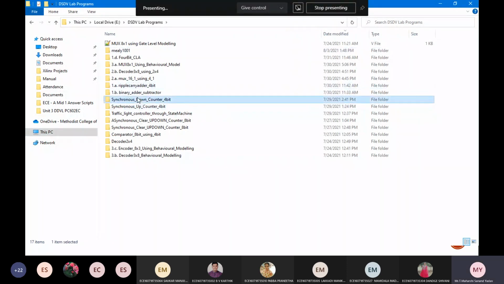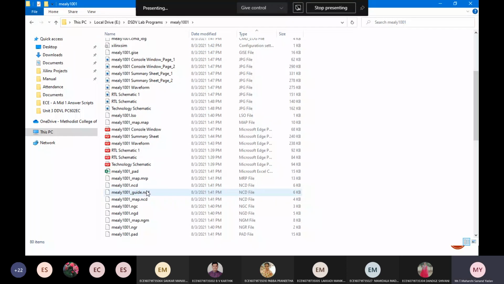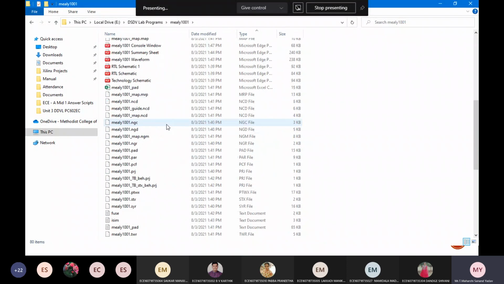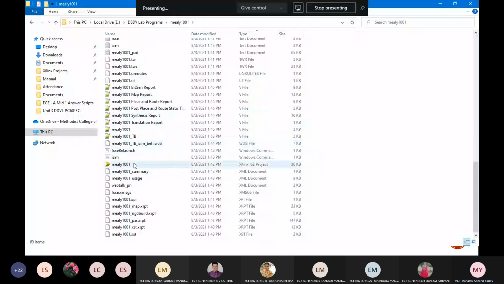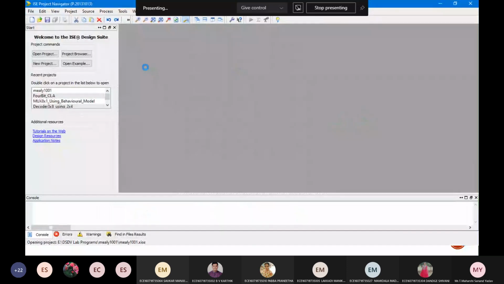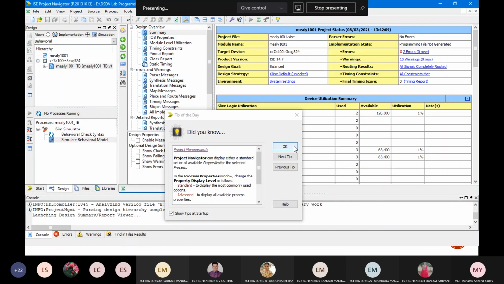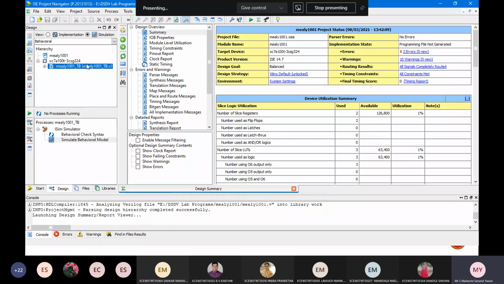So Mealy finite state machine. Tomorrow I want the answer to detect Mealy 1010. You need to write the state diagram, state table, and you have to write the Verilog code also. How many are practicing writing the codes? Okay, so everything I've written already.